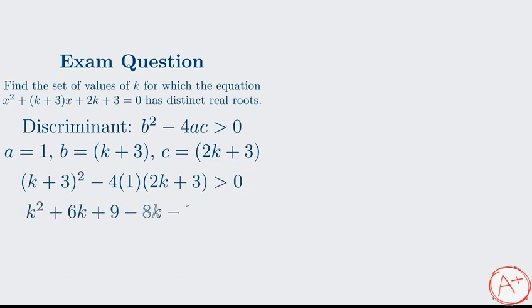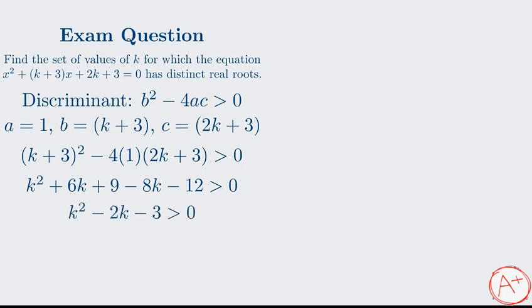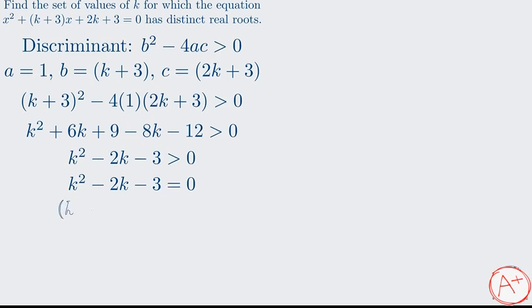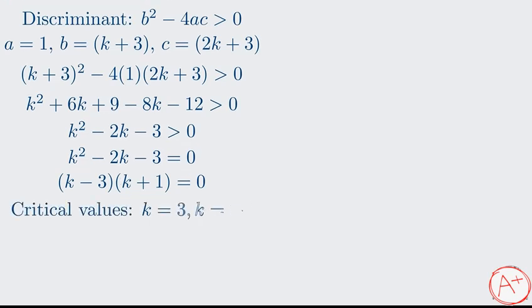Now, expand the brackets carefully. We get k squared plus 6k plus 9 minus 8k minus 12 is greater than 0. Simplifying this gives k squared minus 2k minus 3 is greater than 0. We have arrived at a quadratic inequality in terms of k. Let's follow our procedure. First, find the critical values by solving the equation. Factorizing, we get (k minus 3)(k plus 1) equals 0. Our critical values are k equals 3 and k equals -1.